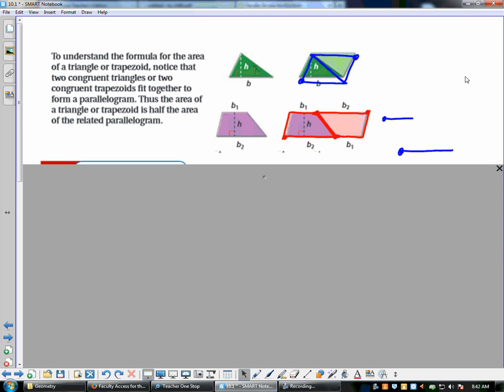And so what's the area of a parallelogram? What's our formula for area of a parallelogram? Base times height. In this case, we see that h is the height, but the base is now from here all the way to here. So how would we describe the length of that base? For this big, long parallelogram, the base is what?